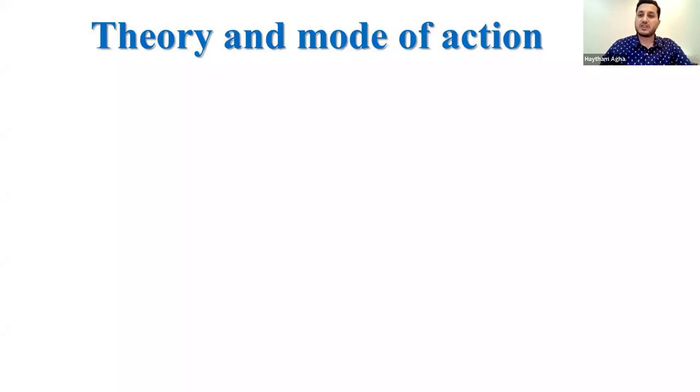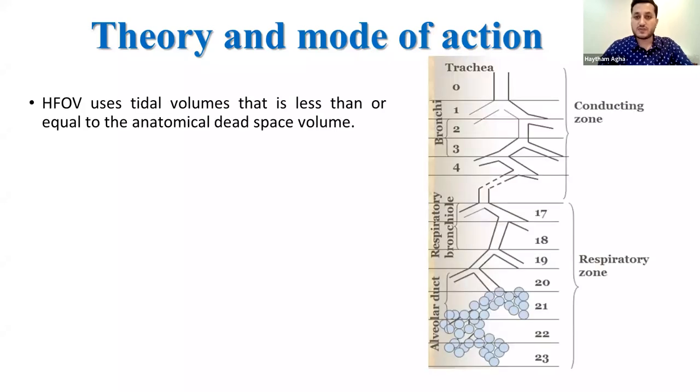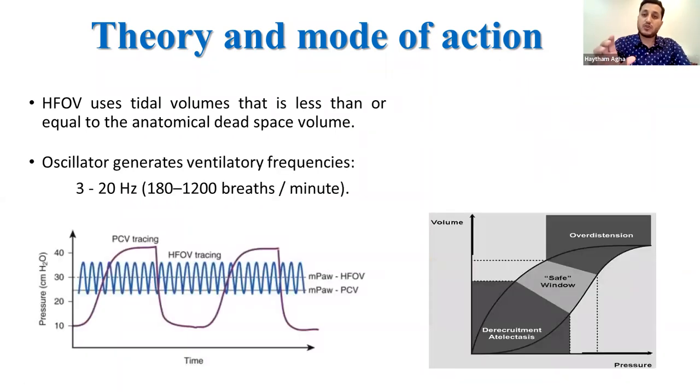So let's talk about the theory and mode of action of high frequency oscillatory ventilation. The main idea is to give a small tidal volume equal to the dead space of the lung from the ETT to the terminal bronchiole. This small tidal volume will not cause injury to the lung, reducing barotrauma and volutrauma, and we give this small tidal volume at higher rates, which is called frequency. One frequency equals 60 breaths per minute. So the available frequencies are from 3 to 20, which means from 180 to 1,200 breaths per minute.